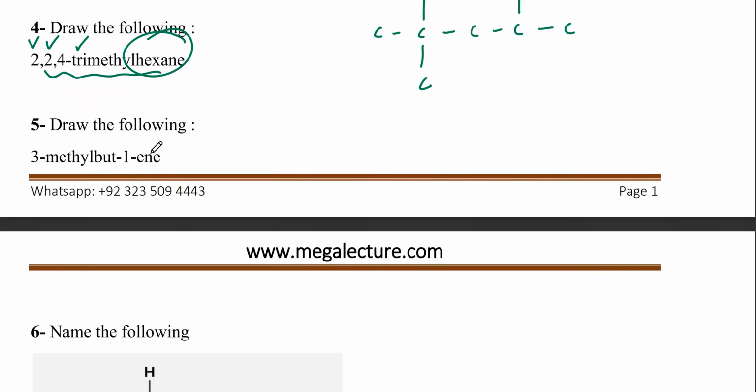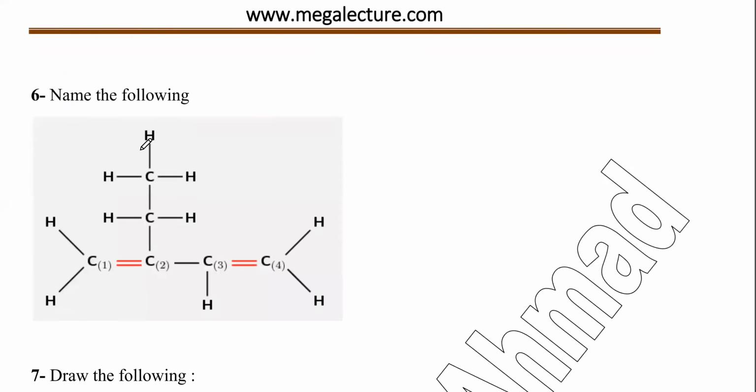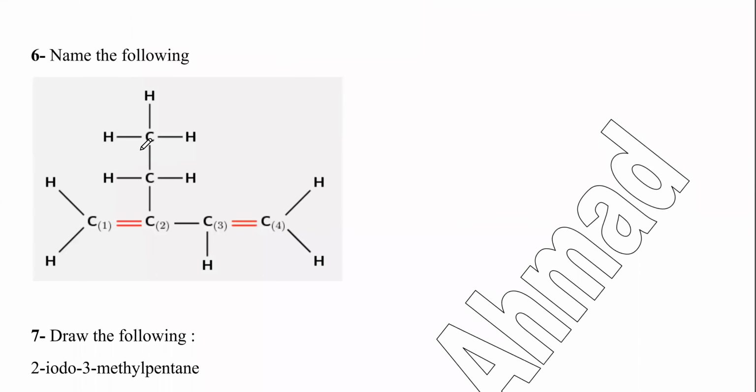So what about this one? This is but-1-ene. So but is 4 carbon atoms. 1-ene means the double bond is on the first one. And on the third one, there's a methyl. So that's going to be 1 carbon atom. And you can add in the hydrogens yourself. So then we can do this one.